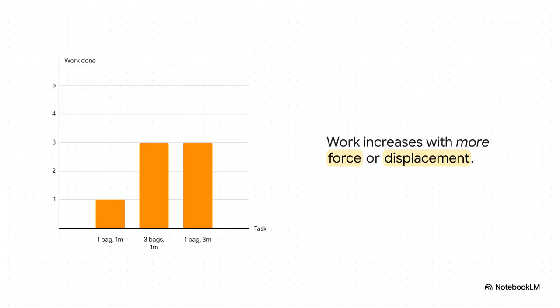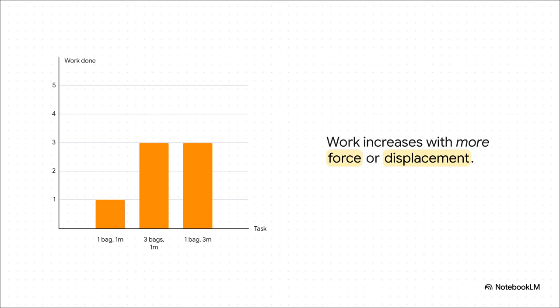Let's look at a really practical example. Think about lifting 5-kilogram bags of wheat. If you lift 3 bags instead of 1 up to a height of 1 meter, you are doing exactly 3 times the work, simply because you need 3 times the force. On the flip side, if you lift just 1 bag, but you lift it 3 meters high instead of 1 meter, well, you're proportionally multiplying the distance. Either way, increasing the force or increasing the displacement increases the total scientific work done.